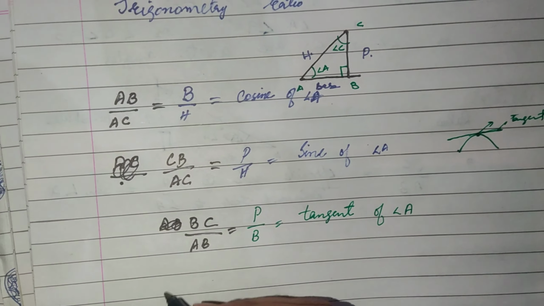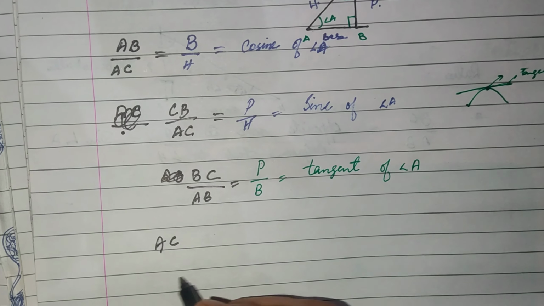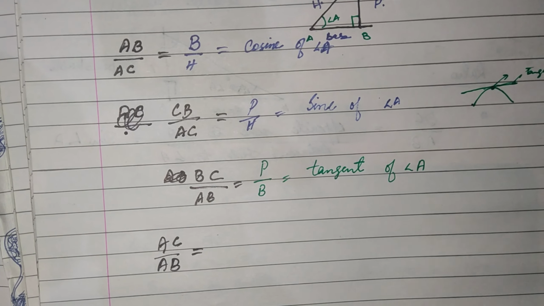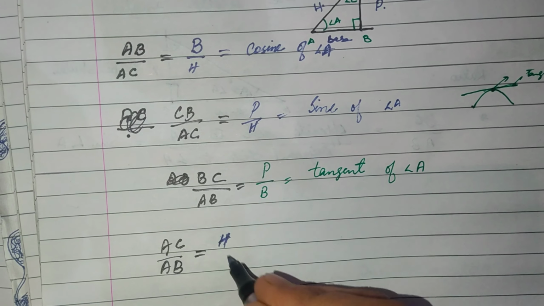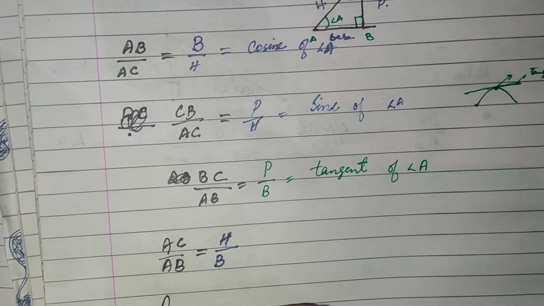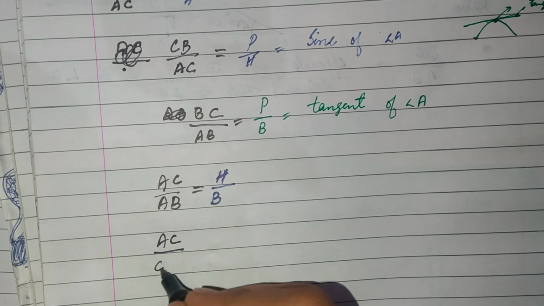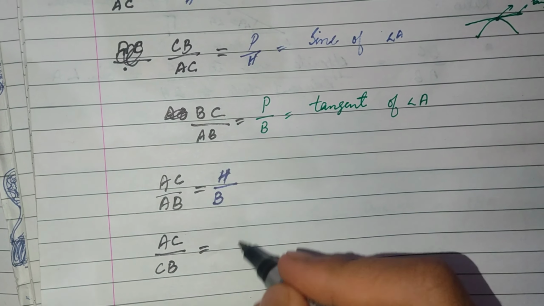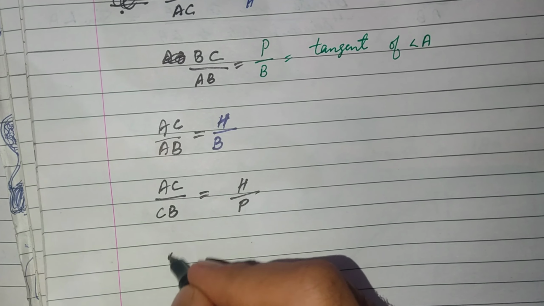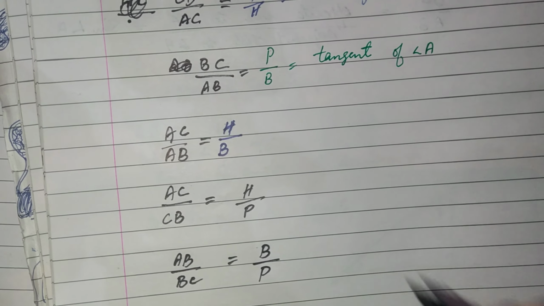We will take their reciprocals. First is AC divided by AB, hypotenuse divided by base. Another is AC divided by CB, hypotenuse over perpendicular. And another is AB divided by BC, which is base by perpendicular.